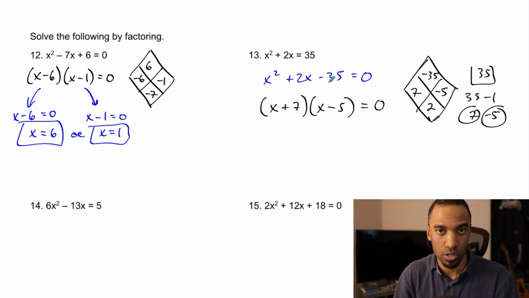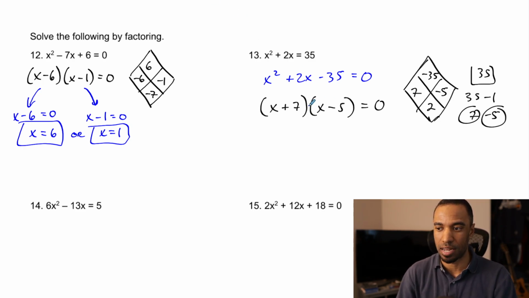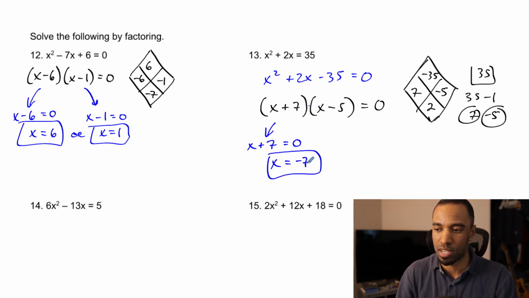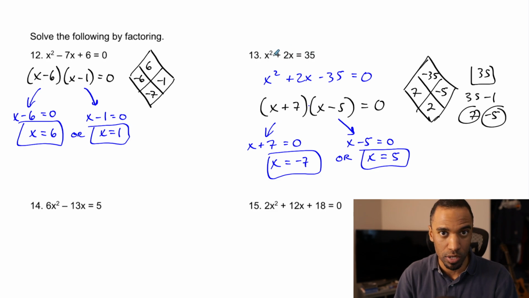Now that it's set equal to 0, we can use the zero product property now that this is a product, and either x plus 7 equals 0. If x plus 7 equals 0, subtract 7 from both sides. x equals negative 7. If x minus 5 equals 0, you can add 5 to both sides. You get x equals 5. Those are your two possible solutions for the original thing.